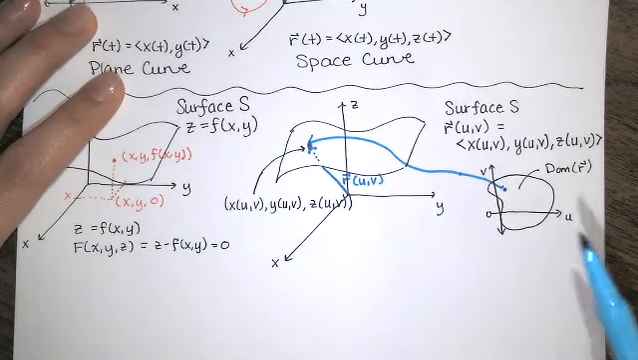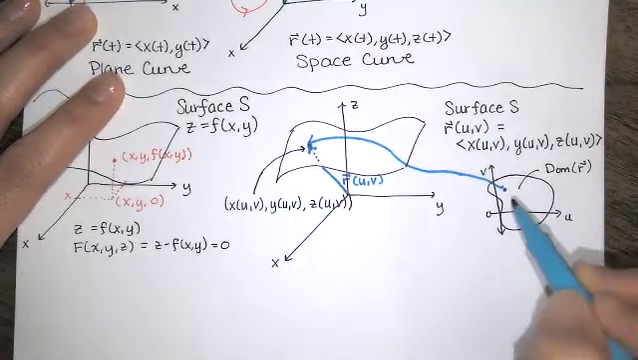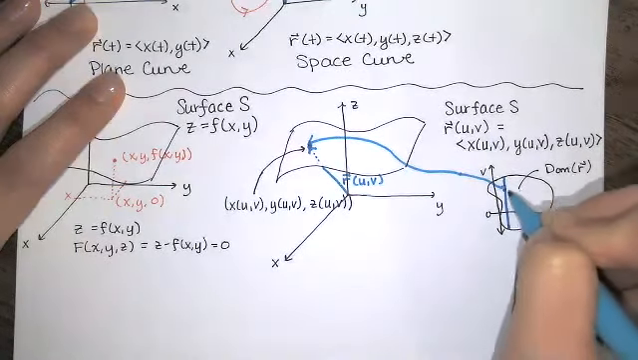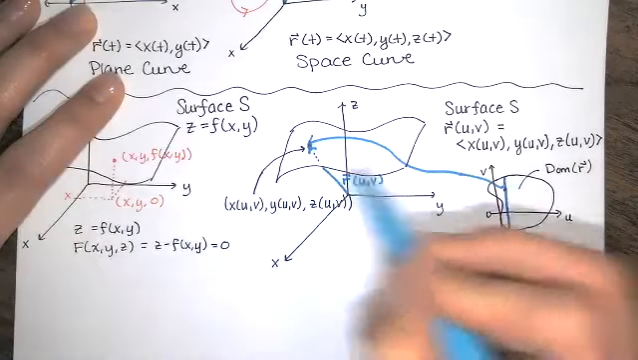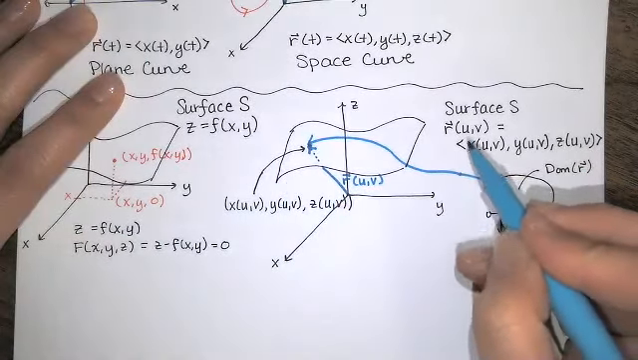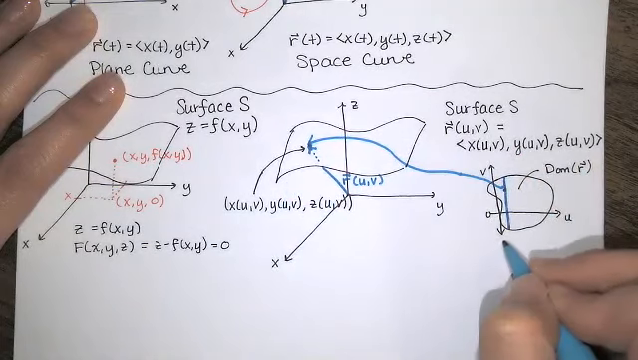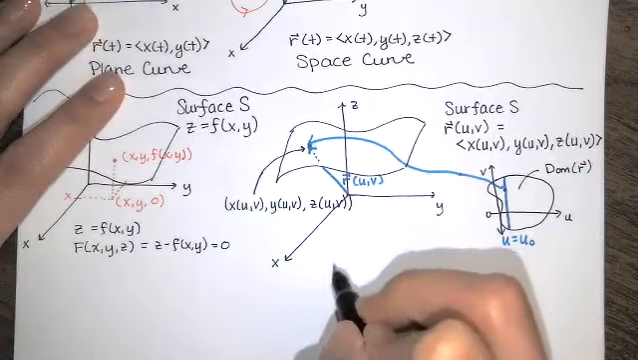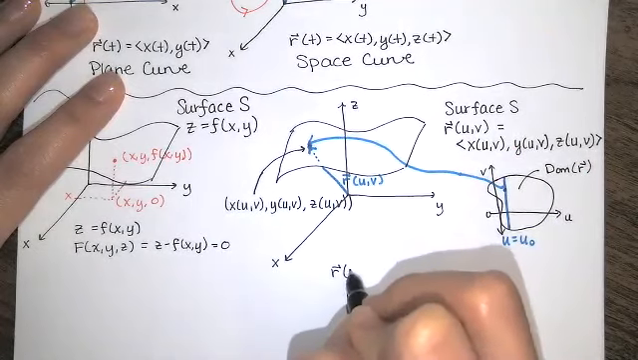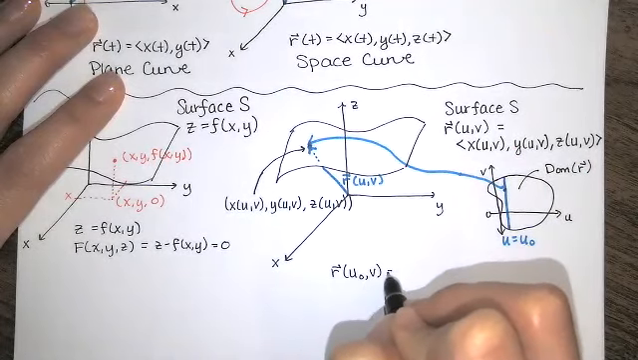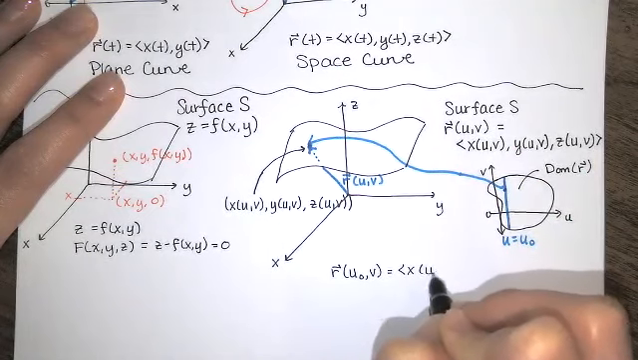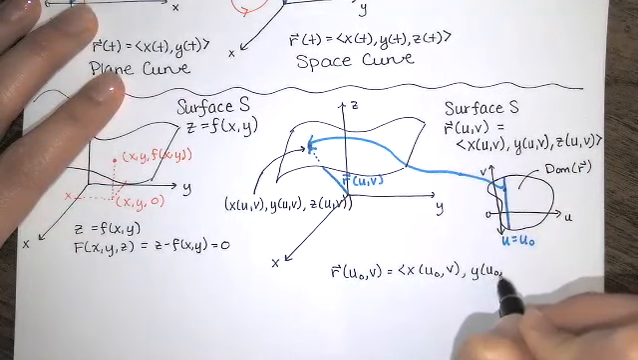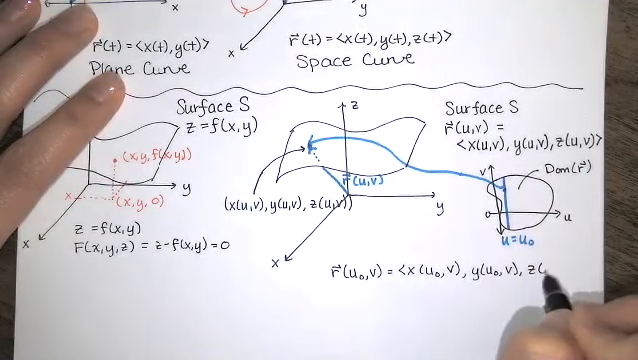Now, say U is held constant, and V moves through a range of values. So let's say we have R evaluated at U naught. So this is just U equals U naught. Now I've got X of U naught and V, Y of U naught and V, and Z of U naught and V.